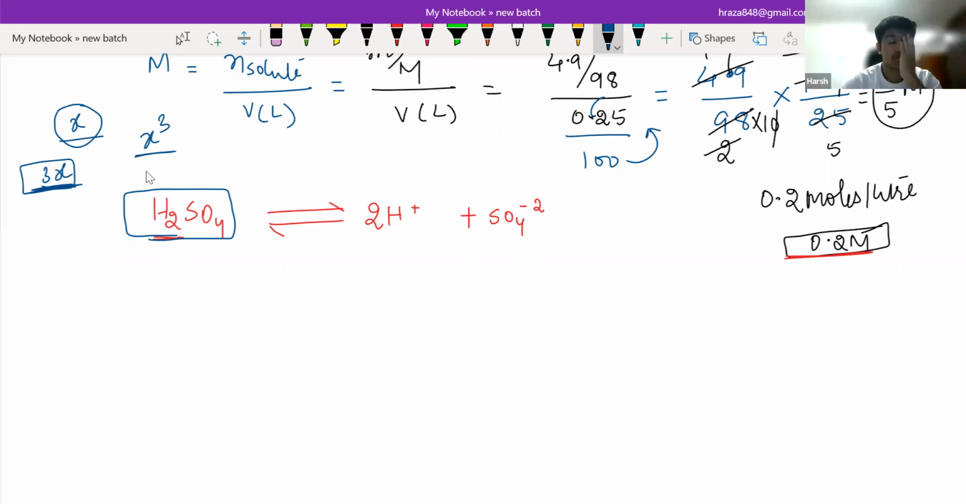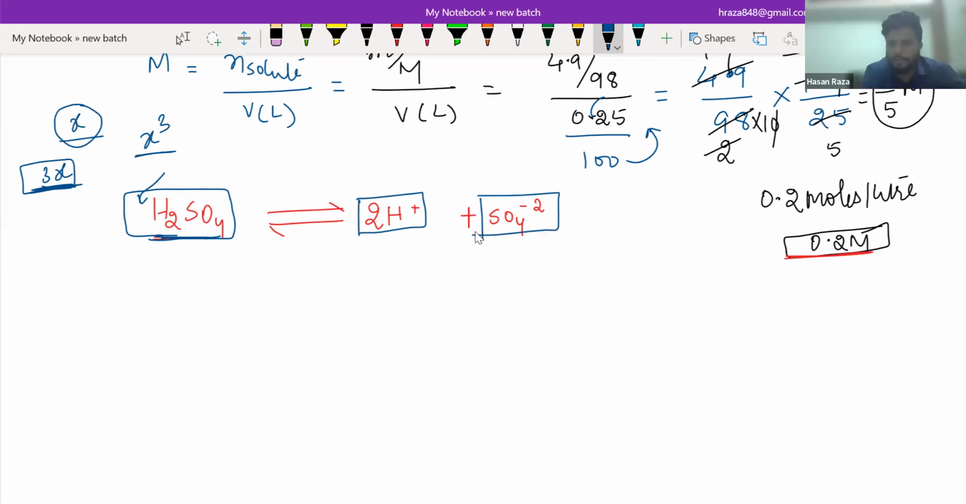But in chemistry, it is known as the stoichiometric coefficient. Just suppose this H2SO4 is x. What is before this? 1. So what is its stoichiometric coefficient? 1. What is the stoichiometric coefficient of H plus? 2. What is the stoichiometric coefficient of SO4 minus 2? 1. So this is a stoichiometric coefficient, and you already know what a coefficient is in maths. In chemistry, we call it a stoichiometric coefficient. Is that clear? Yes, sir.